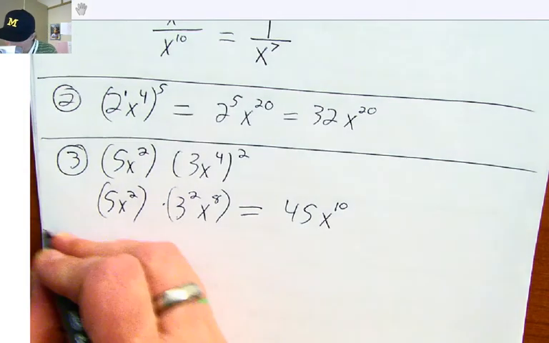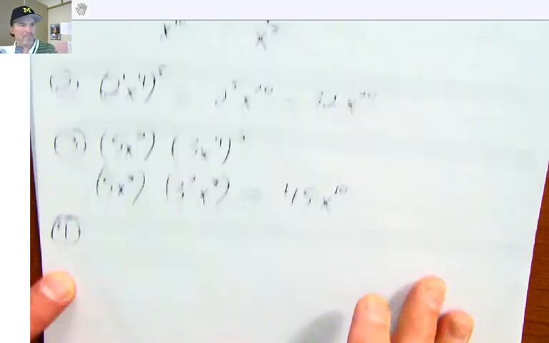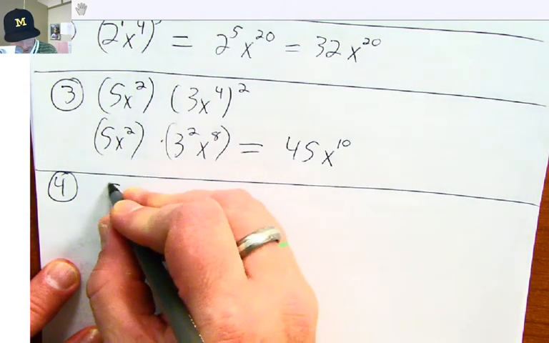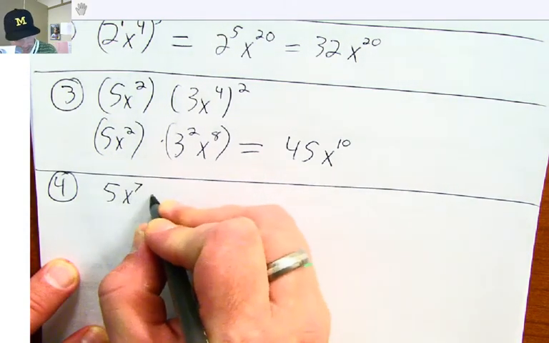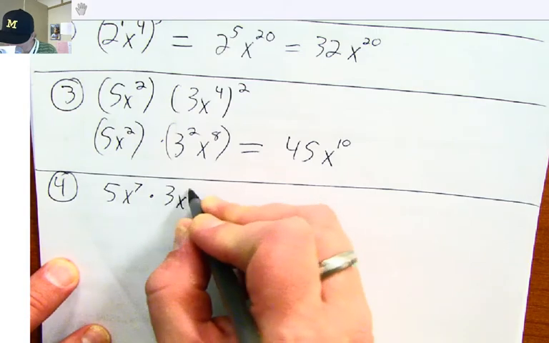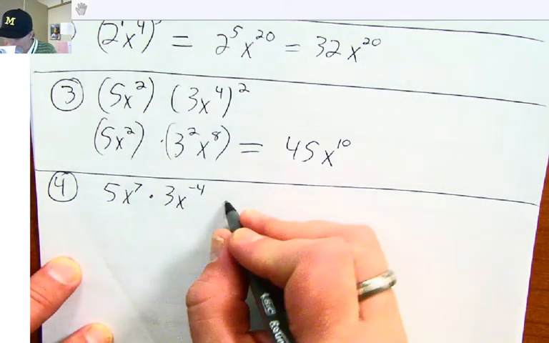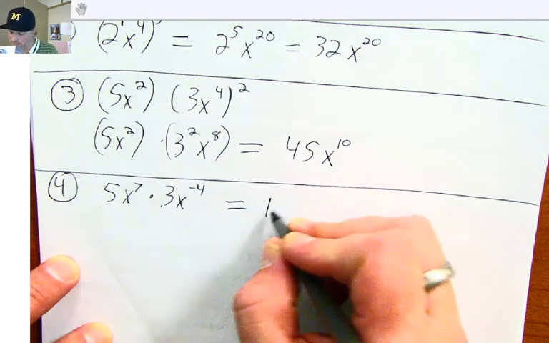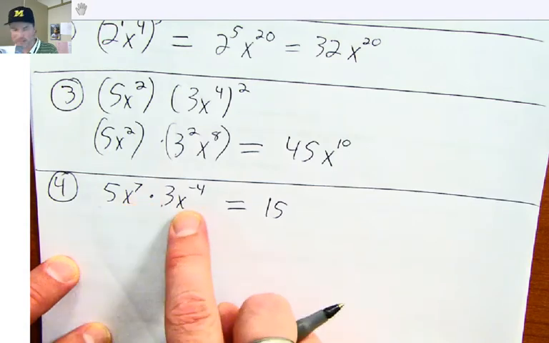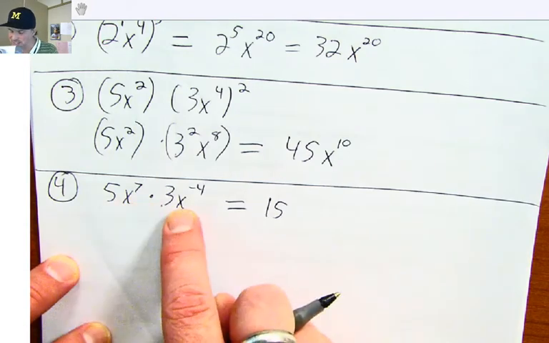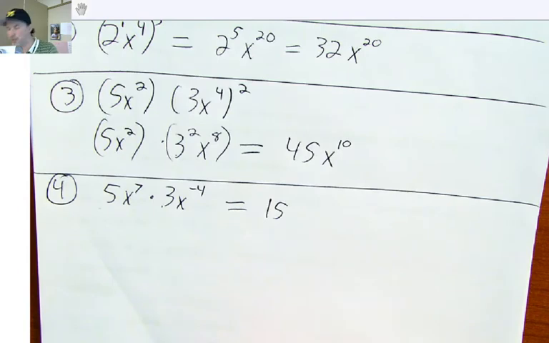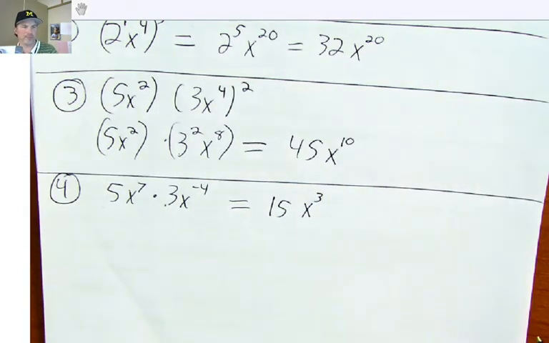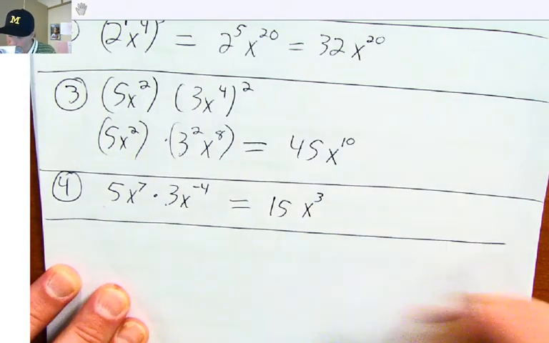Number 4 looks like this. 5x to the 7 times 3x to the negative 4. Boring old product property. 3 times 5 is 15. X to the 7 times x to the negative 4, 7 plus negative 4 is 3. So this is 15x to the 3. Done.